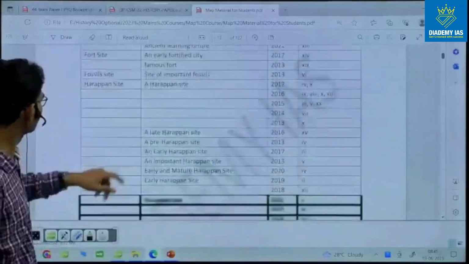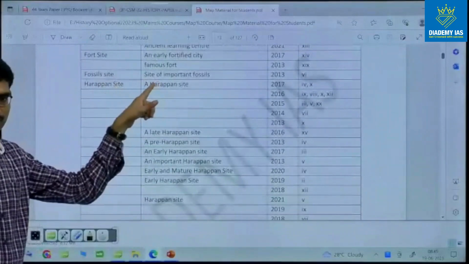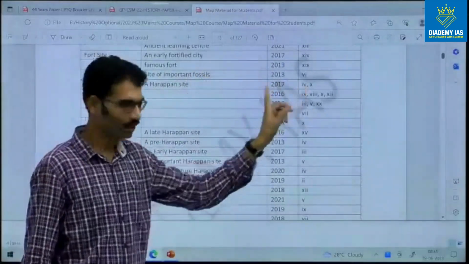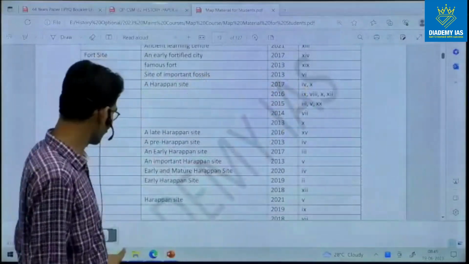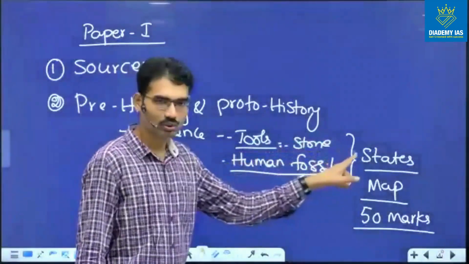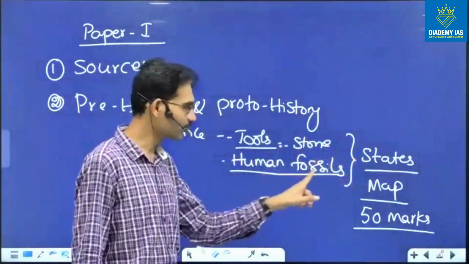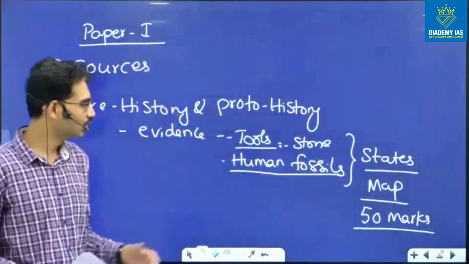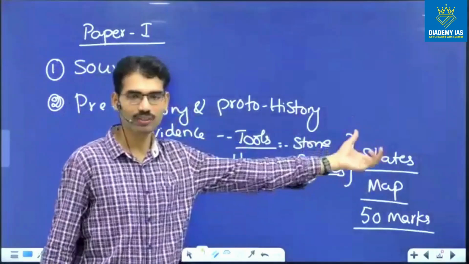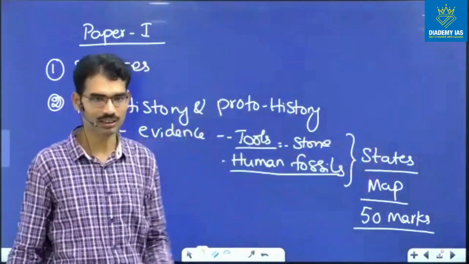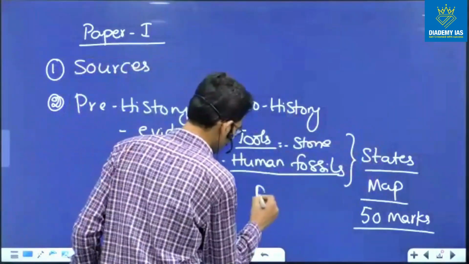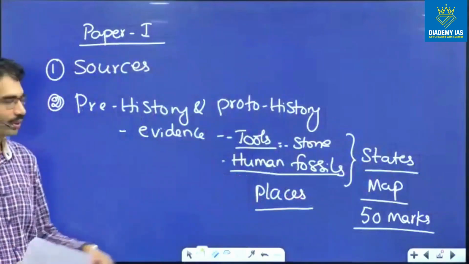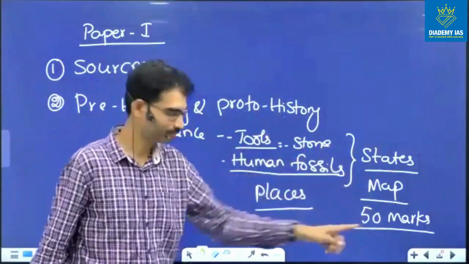If you go to fossil site, this is fossil site, site of important fossils. This is where exactly whatever stone tools remains, whatever human fossils remains, our archaeologists are doing research to identify in which locations in our India earliest human settlement started. We need to identify those places. Identification of those places is very important when answering the map question.